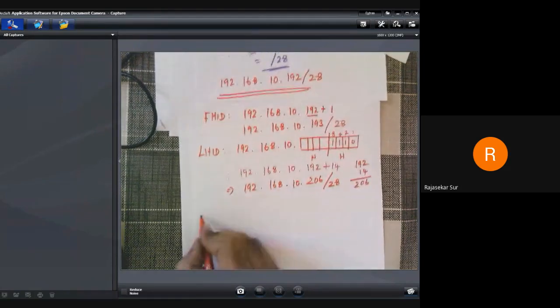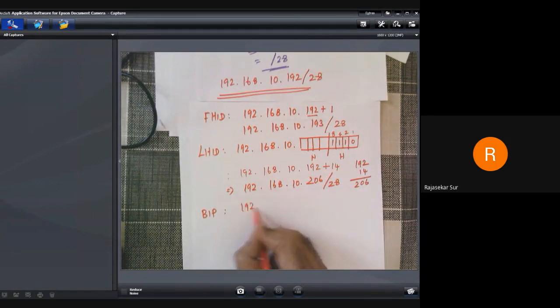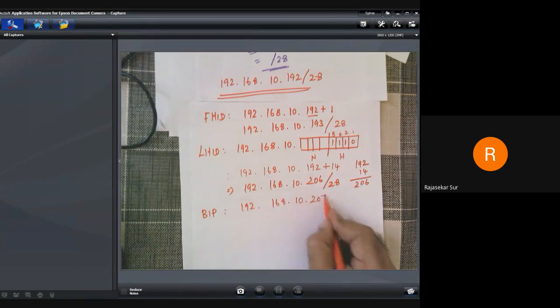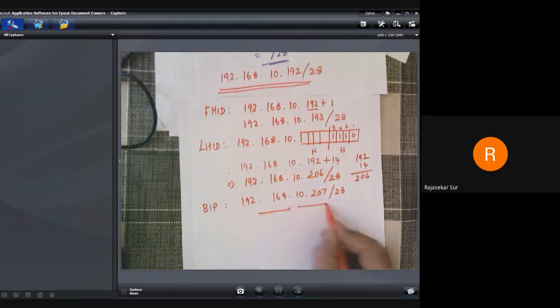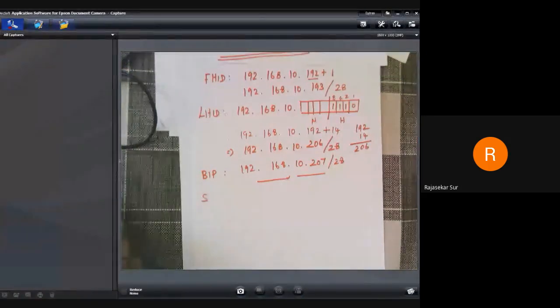Then I'm going for the broadcast IP address. What is the broadcast IP address? Plus 1. 192.168.10.207/28. This is the broadcast IP address. Now we are completing this. I'm going for the last subnet.